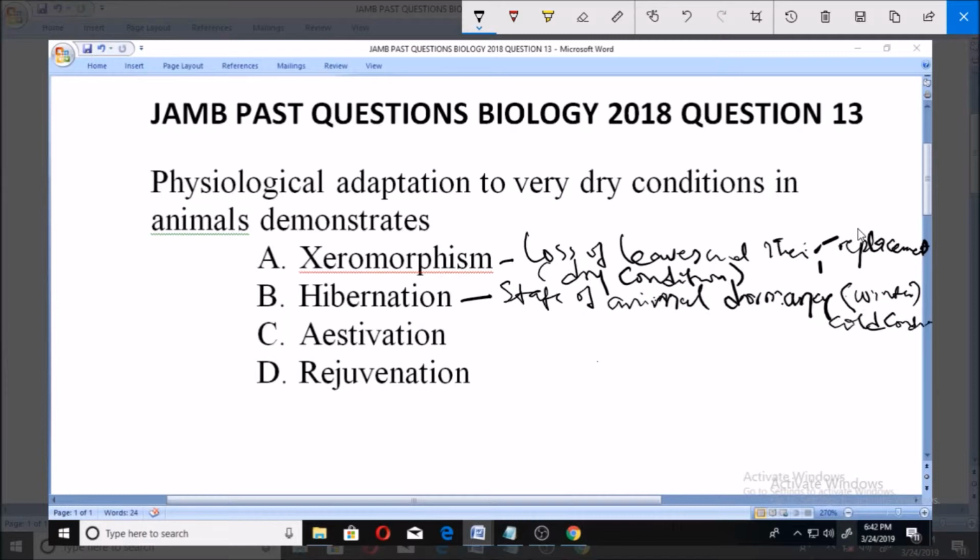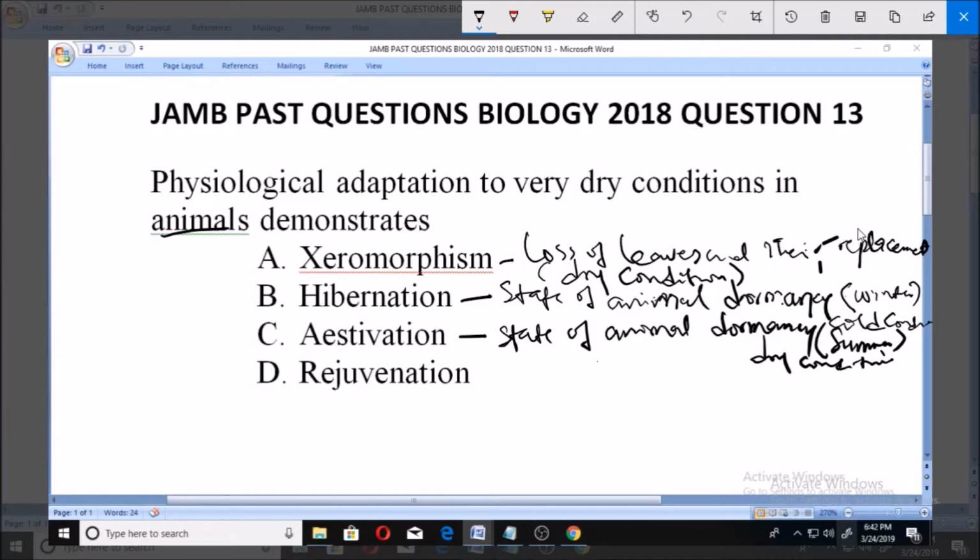Then aestivation is also a state of dormancy or adaptation, but this time around during hot seasons. So it is a state of animal dormancy, which is a form of adaptation that happens during summer or in very dry conditions for animals too. And you see that we are talking about animals here. So xeromorphism is not very close to what we are saying, though it happens in dry conditions. But aestivation is the physiological adaptation to a very dry condition in animals.